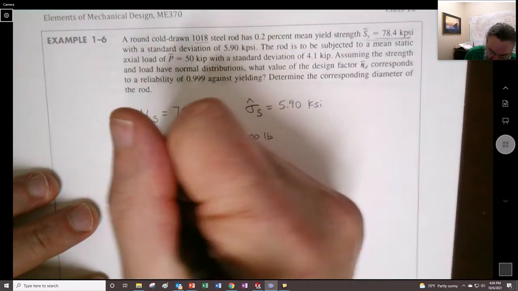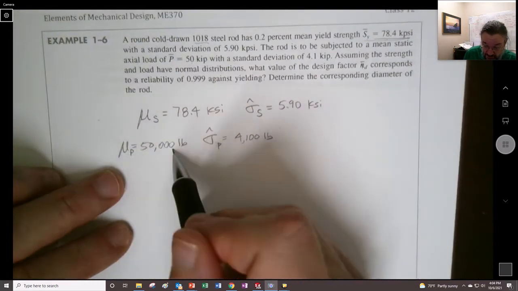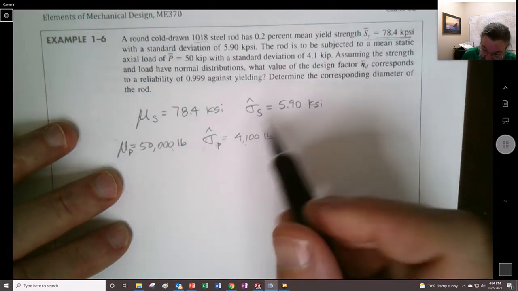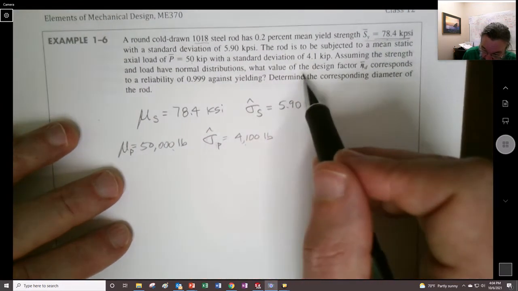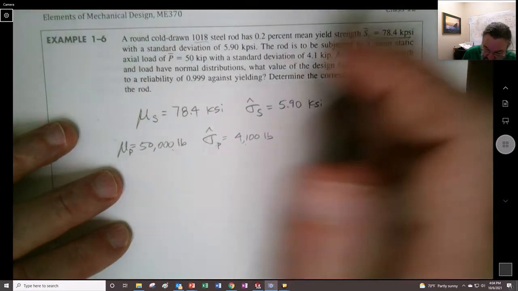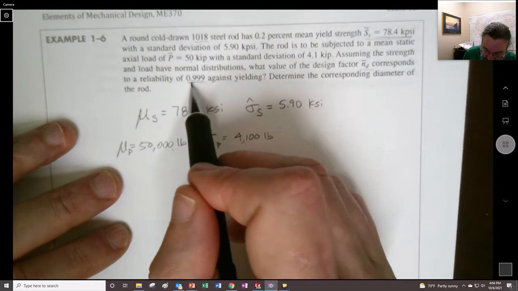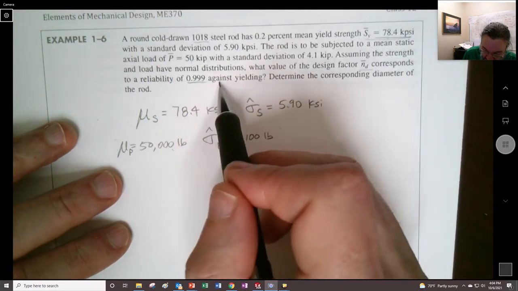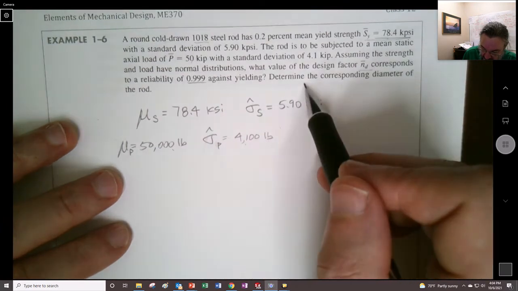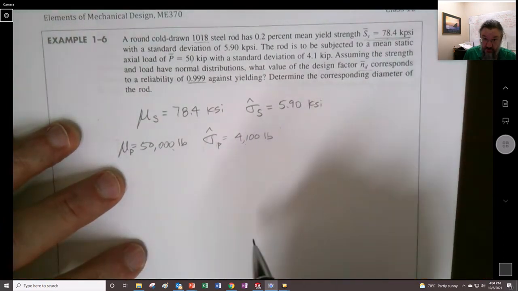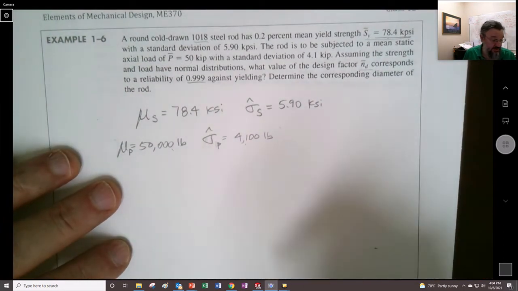P, right there, right? So here's the average, and here is the standard deviation. Assuming the strength and load have normal distributions, what value design factor corresponds to a reliability of 0.999 against yielding, or 99.9%, and determine the corresponding diameter of the rod that you should have there.